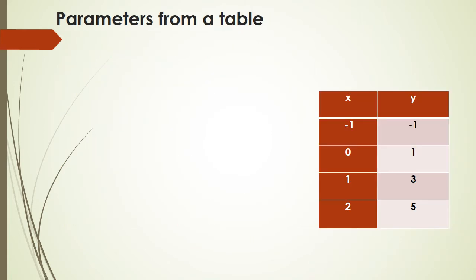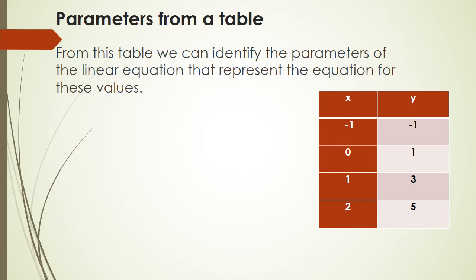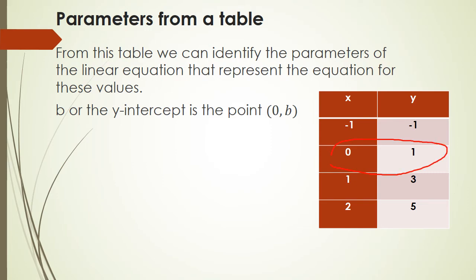Now we're going to find out how we can find the parameters of a linear equation from a table. Again, we're going to try to find m and b that belong to the linear equation y equals mx plus b. So let's find the y-intercept, which is the point that has an x-coordinate of 0, and in this table, as you can see, this is the point that has an x-coordinate of 0. The y value for this point is 1, which means that the y-intercept, or b, in the equation is 1.